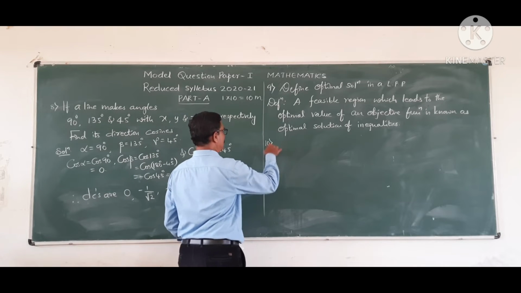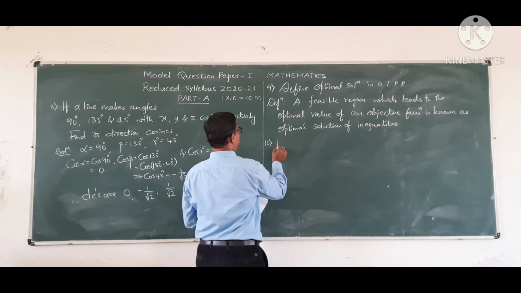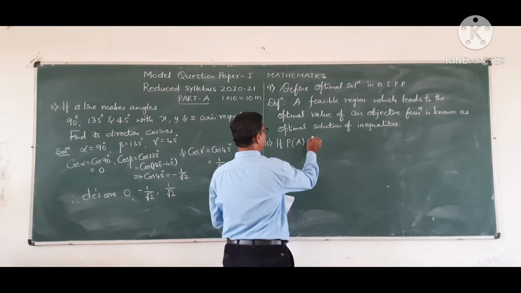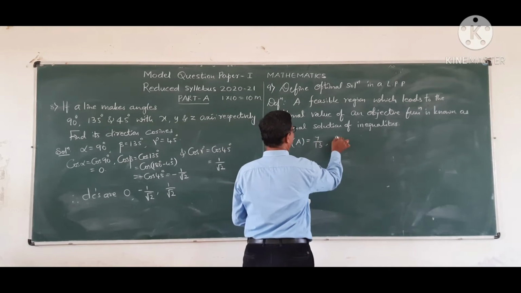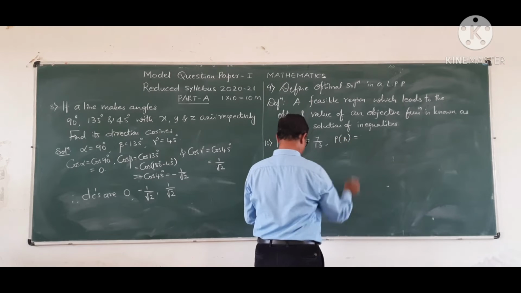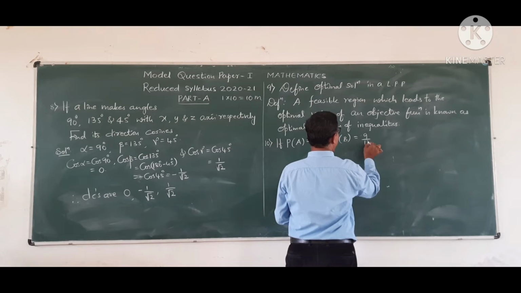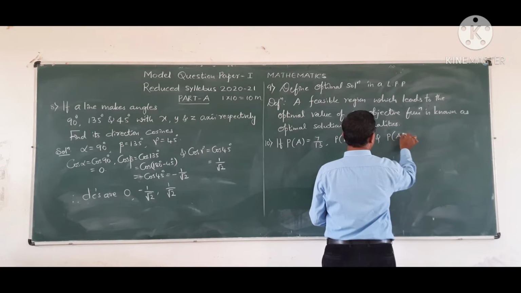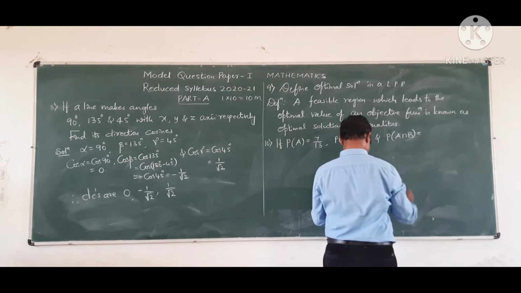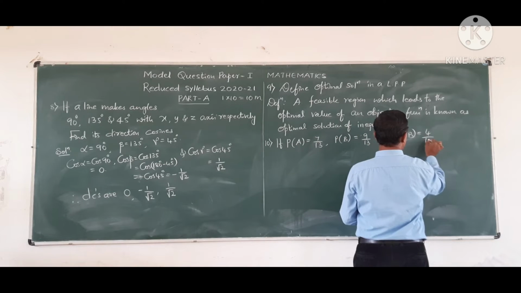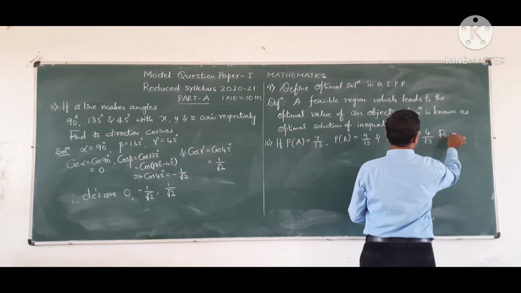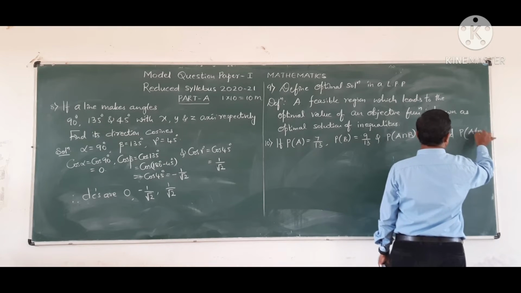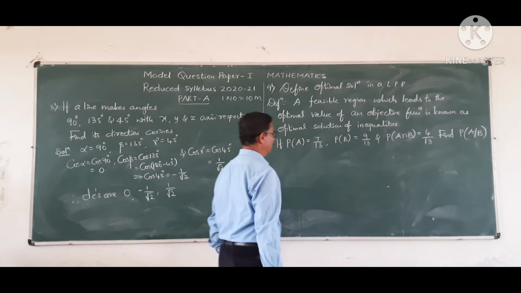Okay. Now 10th question, probability question. If probability of A is equal to 7 by 13, probability of B is equal to 9 by 13 and probability of A intersection B is equal to 4 by 13. Now the question, find probability of A given B, conditional probability.